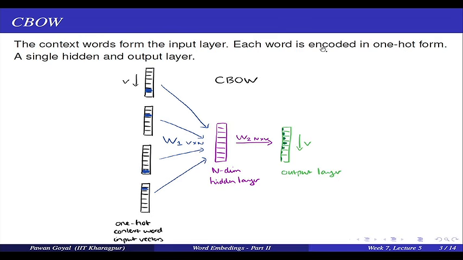So each word is encoded in one hot form, that is here. You have a single hidden layer and an output layer. So you have two different weight matrices. One is v cross n, another is n cross v. Okay. So from input you go to hidden, from hidden you go to output. At the output you are trying to predict the center word.